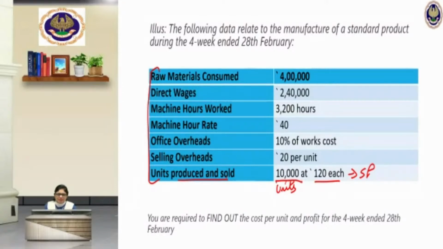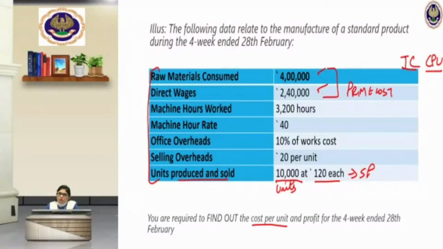You have to make a statement of cost. So in the statement of cost, you will make the total cost and cost per unit also. Clear? So if they're asking the cost per unit, that means you should have total cost and cost per unit for every element of cost. So raw material consumed is already there, 4 lakh. Clear? Direct wages already 2,40,000. So direct material and direct wages will give you prime cost.